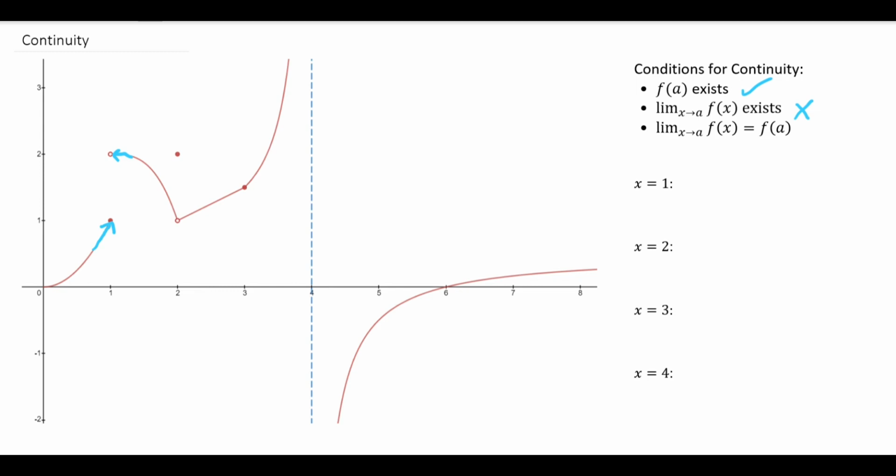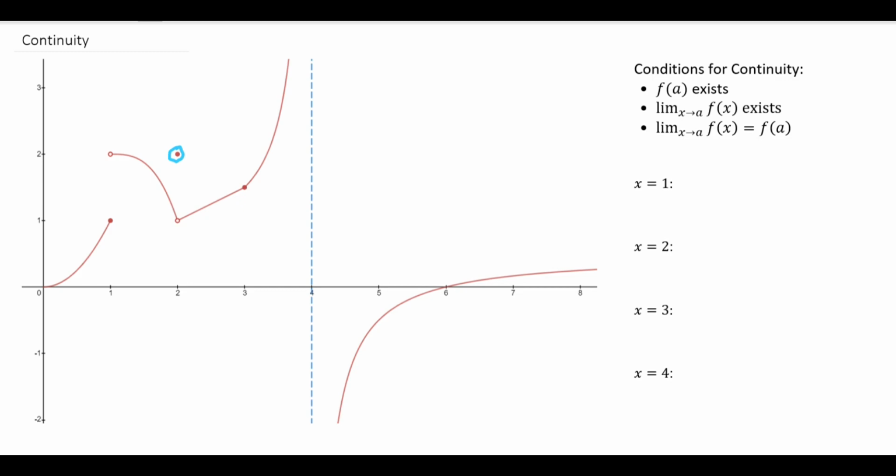And also, is the limit as x approaches 1 of f of x equal to f of 1? Well, it doesn't exist, so it can't be equal. So this one, x equals 1, fails our test for continuity. Okay, how about x equals 2? So if we look at x equals 2, does f of 2 exist? Yes, if we plug 2 into this function, we would get that f of 2 equals 2.